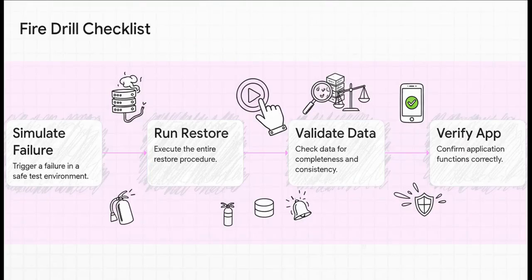So what does one of these fire drills actually look like? Well, you start by intentionally simulating a failure, but in a safe test environment, of course. Then you run through your entire restore procedure, every single step. After that, you validate that the data itself is correct and complete. And, this part is so critical, you verify that the applications that actually use that library are working exactly as they should.